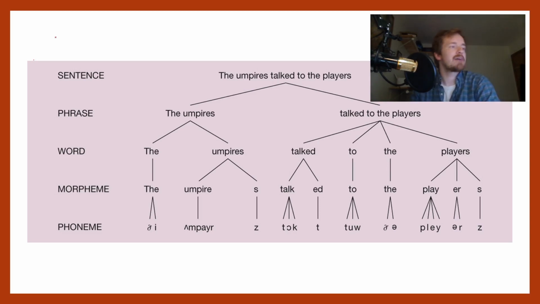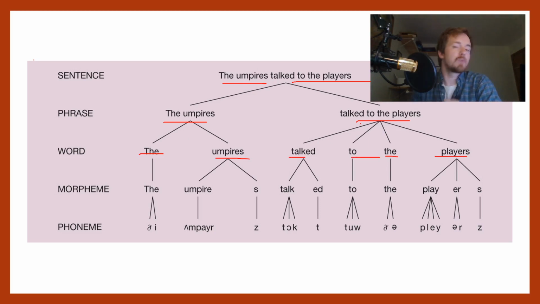But if we have this very simple sentence, the umpires talk to the players, we'll see that there are different phrases inside that sentence. There's the phrase the umpires, and then there is the phrase talk to the players. So we have the subject phrase, and then we have the action phrase, right? From there, these phrases are made up of words. So we have these individual words.